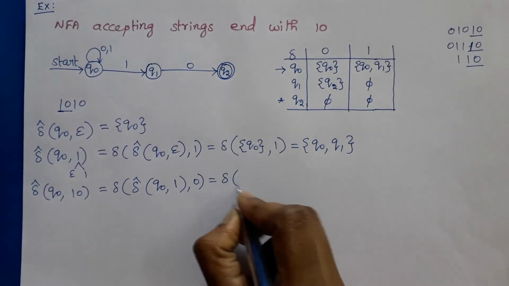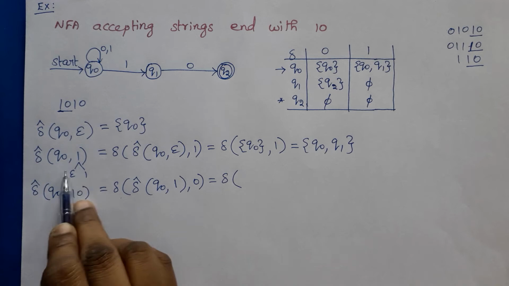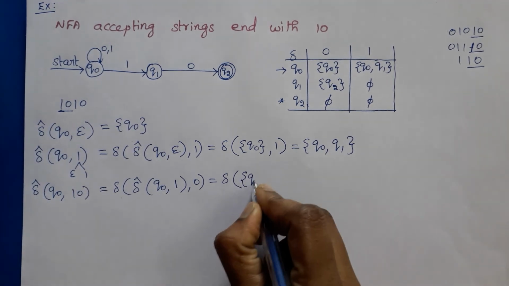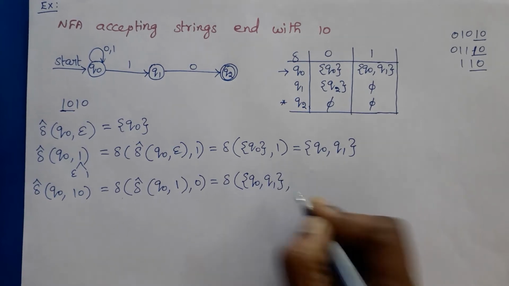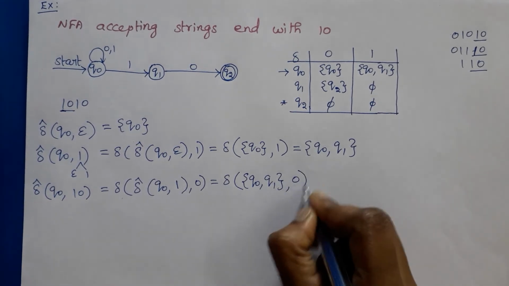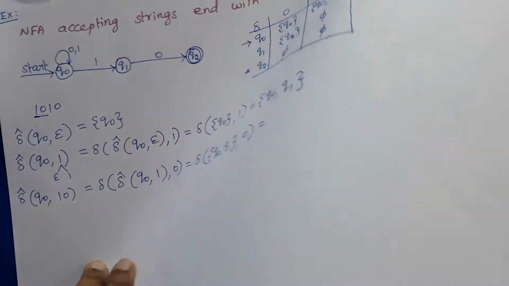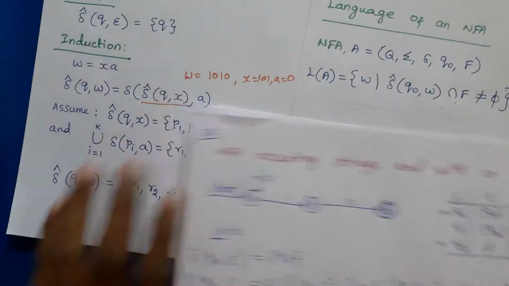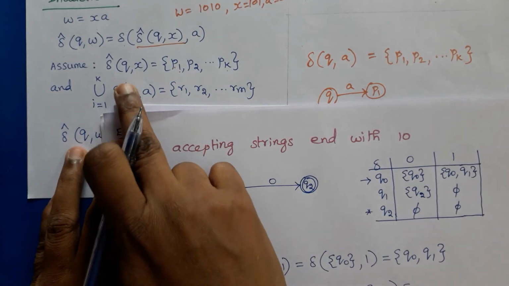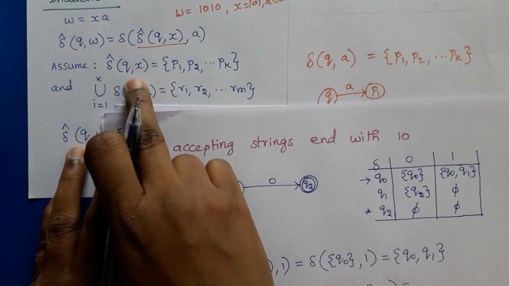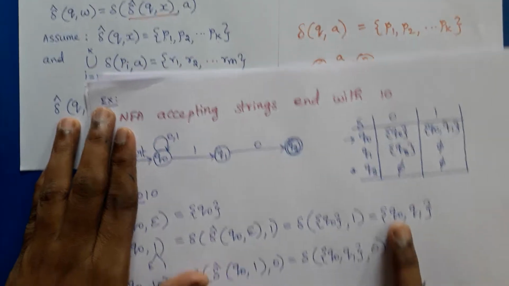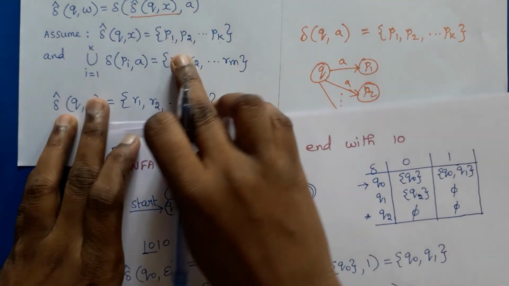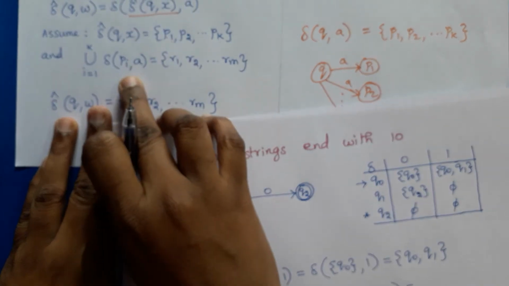So delta cap of q naught comma 1 is q naught and q1. So q naught q1 comma 0. So based on this, we are getting delta cap of q naught comma x, which is here p1 p2, and in this we are getting q naught q1. So now we have to perform the union operation for this.